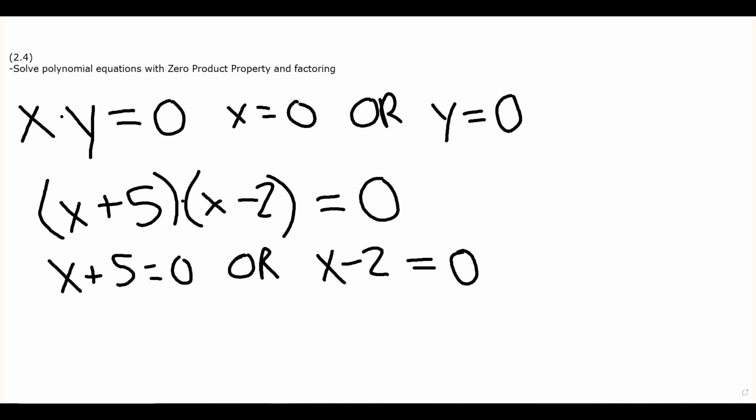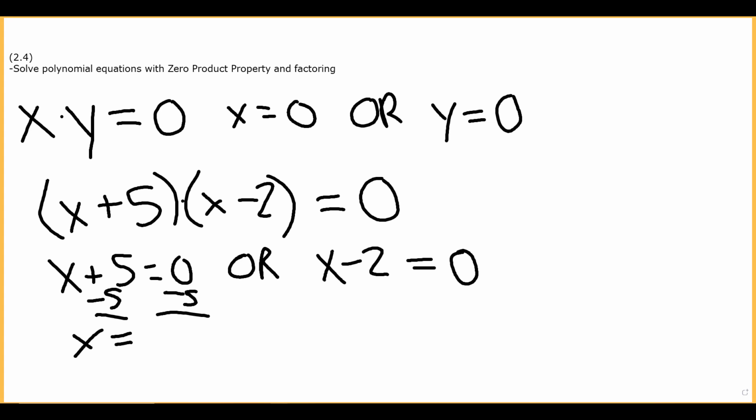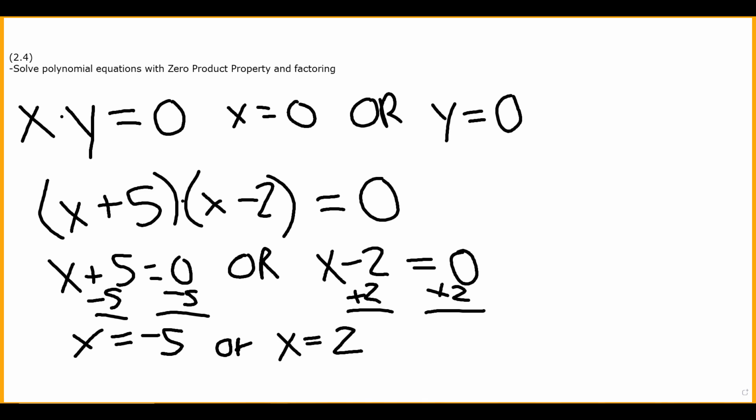Okay, so let's figure it out. Subtract 5 from this side, subtract 5 from this side. That means x has to be equal to negative 5, or, adding 2 to both sides, x has to be equal to 2. So it has to be one of these, and there are two different options.